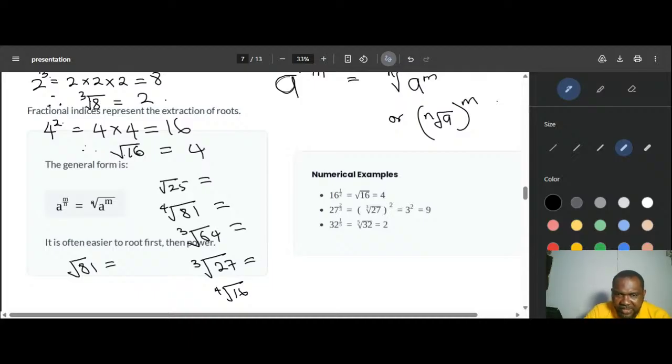Okay, number one is 5, right? Square root of 25 is 5. That's correct. Okay, so let's move to the next one. Fourth root of 81.